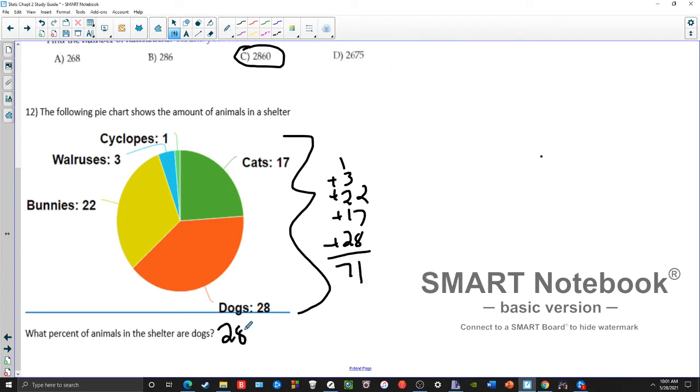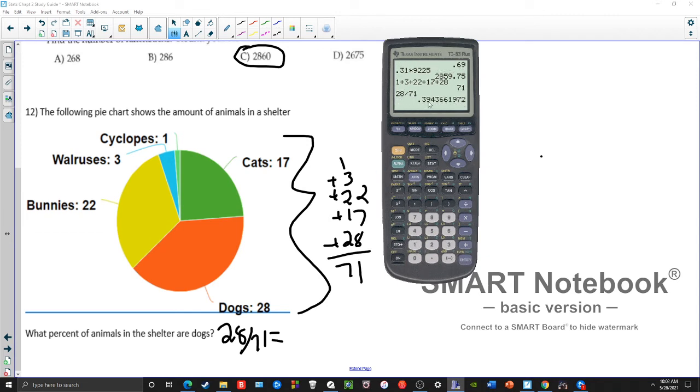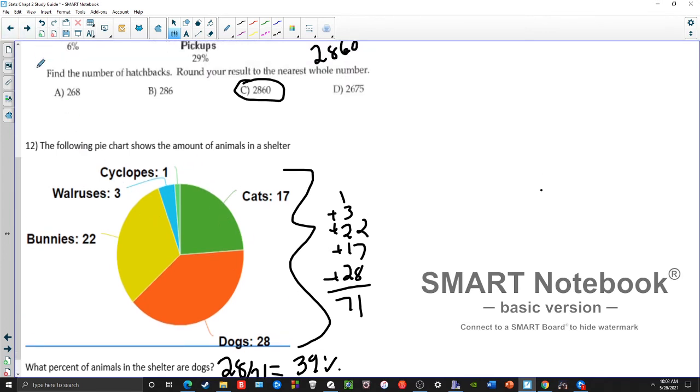Well, 28 divided by 71 gives me 39%. So 0.394. So that's roughly 39%, or 39.4% if you want. So again, pie chart's pretty simple if you know your percentages.